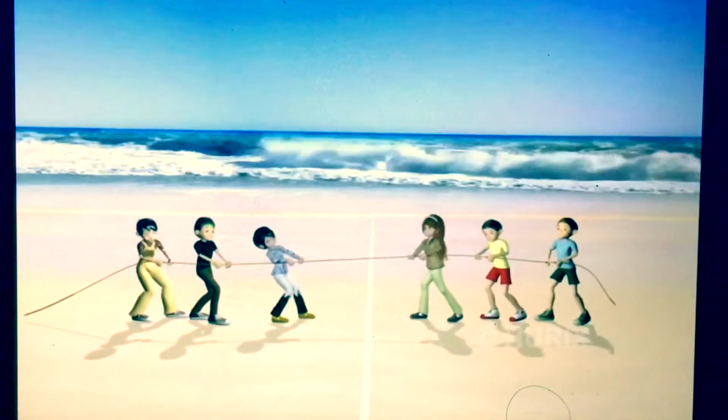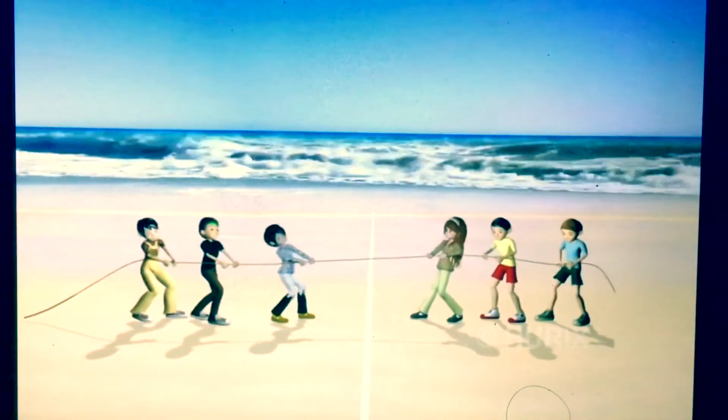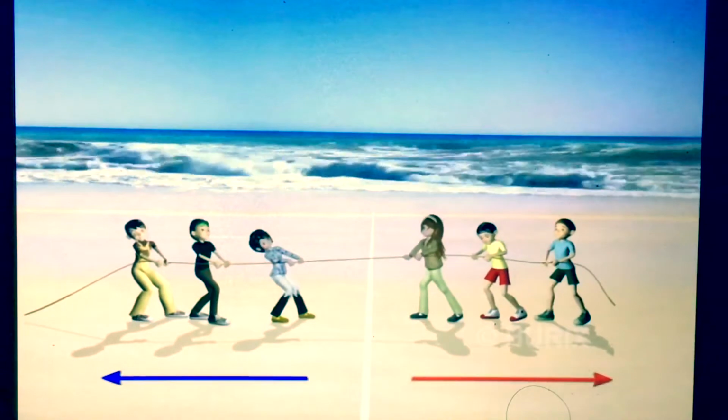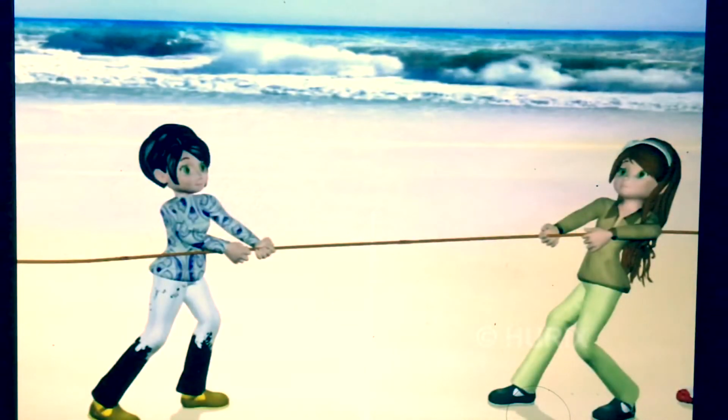In the tug-of-war, when there were equal numbers of participants on both sides, the forces applied on both sides were equal and opposite in direction. As a result, the forces were balanced, and the rope stayed pretty much in the same place.